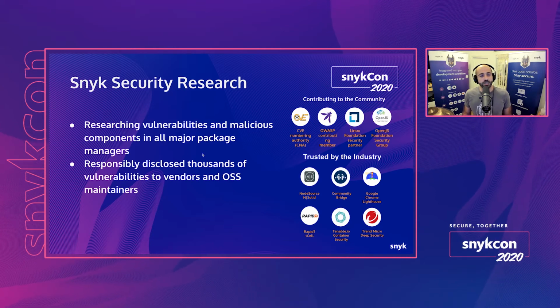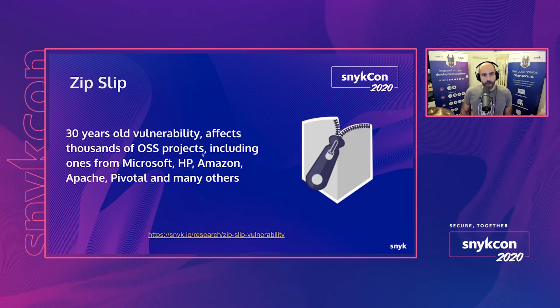When we do find security issues and vulnerabilities and malicious components, we do what's called responsible disclosure. Basically, we report the information to the vendors, to the maintainers, let them fix the issue, and then we go public with it. So we are also a CVE numbering authority. Basically, we are a CNA. We get to assign new CVE identifiers to vulnerabilities and issues we disclose. We are part of the OS contributing member and Linux Foundation, as well as Node OpenJS Foundation, the security working group there.